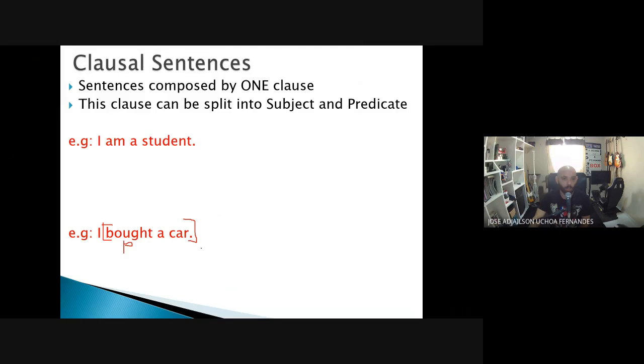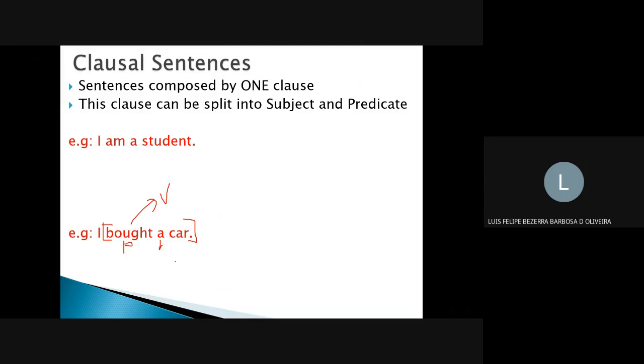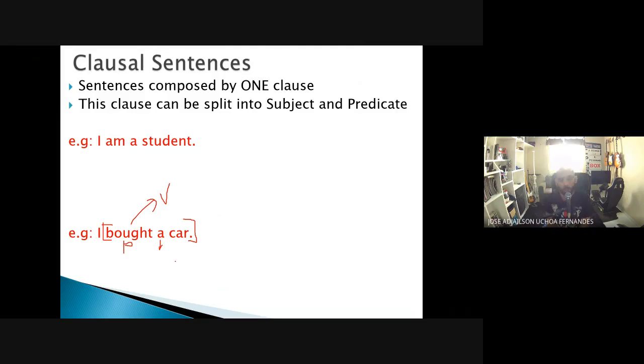Now, what is this predicate made of? It's made of a verb, "bought," which happens to be the predicator. This is a verb. But how about the other elements? We have "a" and "car." What kind of part of speech is "a"? We learned that "a" is a determinator. Yeah, an article, but articles belong to the bigger class of determiners. It's a determiner.